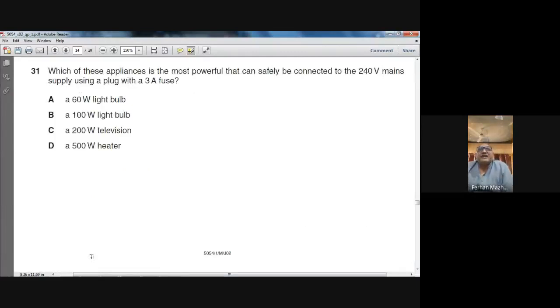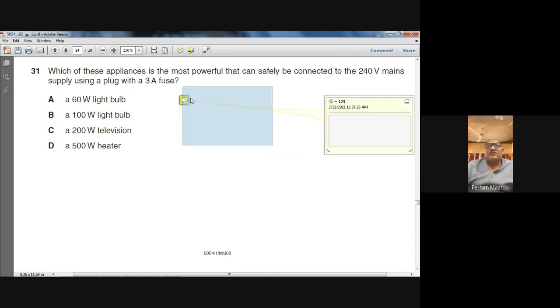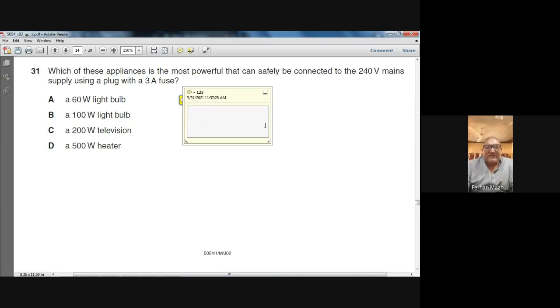Question number 31. Which of these appliances is the most powerful that can safely be connected to the 240-volt mains supply using a plug with a 3 ampere fuse? Okay, so I can find out the amount of current in each option. Put the formula: power is equal to IV. You know that? So I is equal to P divided by V. For each option, we will do this.